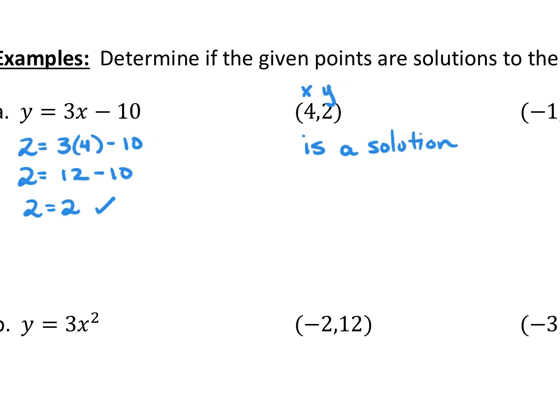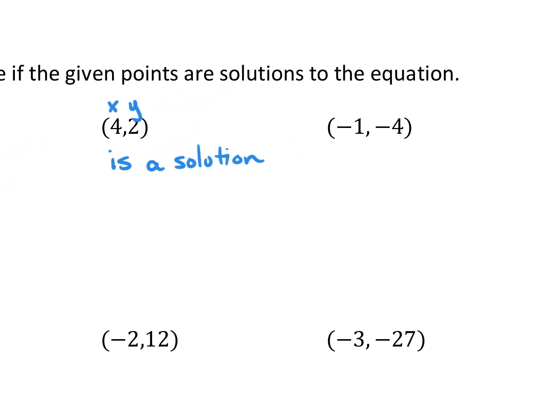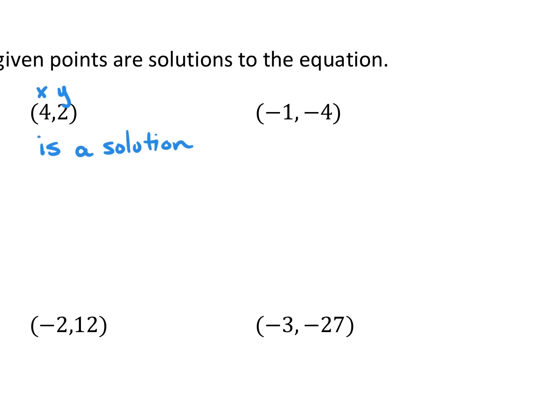All right, let's come over to the second point. We have (-1, -4). Again, our equation was y equals 3x minus 10. And if we plug in, we're going to replace y with -4. We are going to replace x with -1. And we're going to simplify.